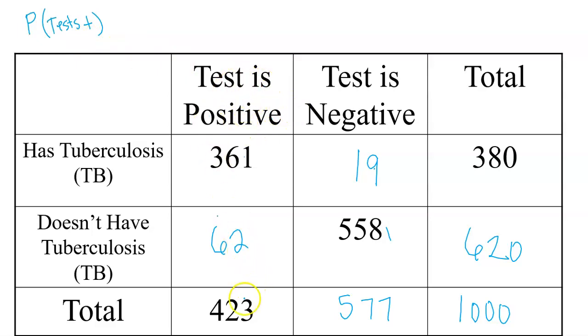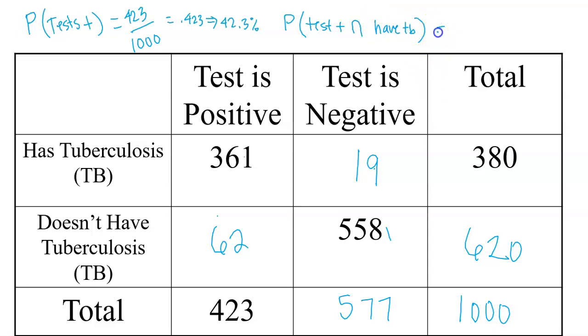So I would need to take the total number that tested positive, which would be 423, and I would need to divide it by the total number of people in the study, which would be 1,000. So this would equal 0.423, which would be 42.3%. Okay. I could also do something like, what is the probability that they test positive and, or intersection? I could use either symbol, the intersection symbol or and, they both mean the same thing. So what's the probability they test positive and they also have tuberculosis?